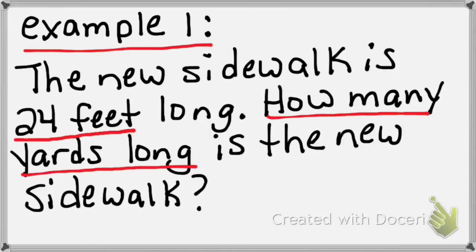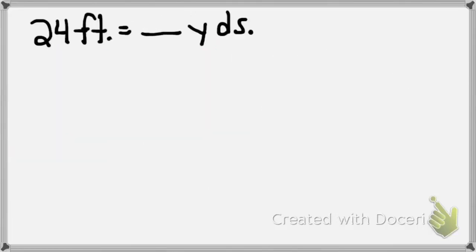So step number 1 tells me to write the given problem, putting the given unit first and the unknown unit second. My given unit is my 24 feet. My unknown unit is my yards. So I rewrote my problem, given unit 24 feet equals blank, which is the unknown, yards.